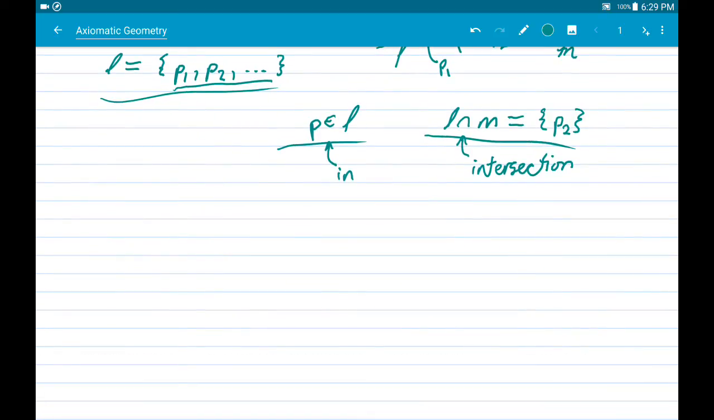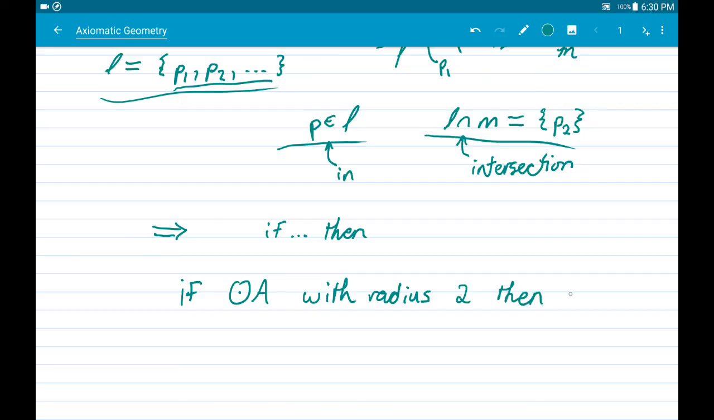I'll also say that I use this symbol for if-then. Here's a relatively simple one. If circle A, that's how I'm going to denote circles, with this little circle symbol, if A is a circle with radius, let's say 2, then it has diameter 4.